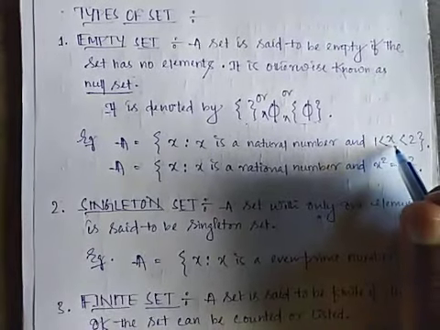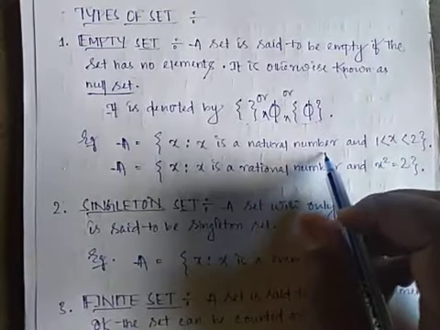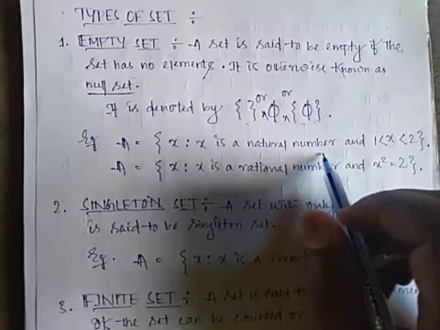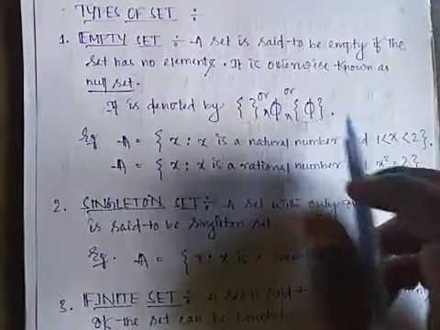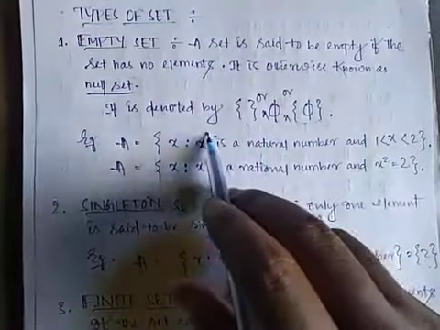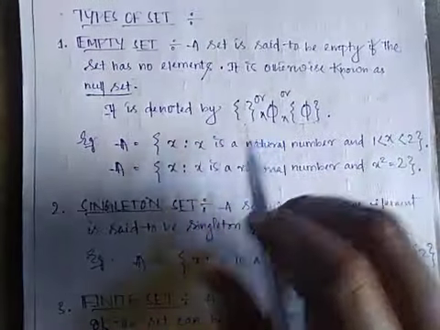So in this set you cannot get any element. That means you cannot get a natural number in between 1 and 2. That's why this set is empty, and you can write any of the notation for this.